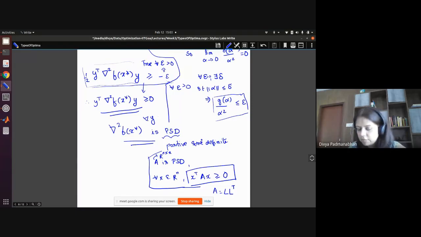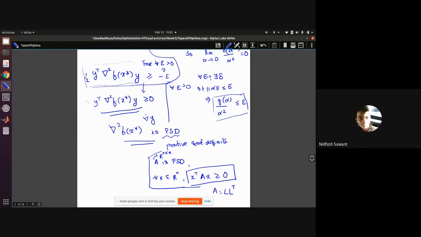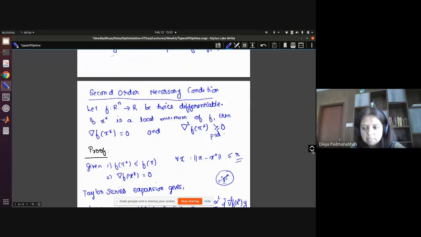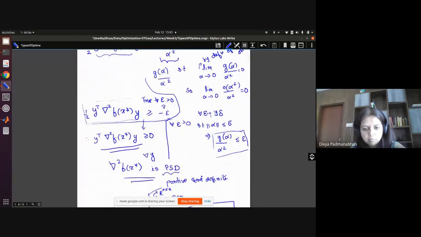Why is it true for every y? Yes, ma'am, because we took y to be any direction. Exactly. Any direction you can take around x star, and you will come to this point. So this is just another way of saying that the Hessian is positive semi-definite.